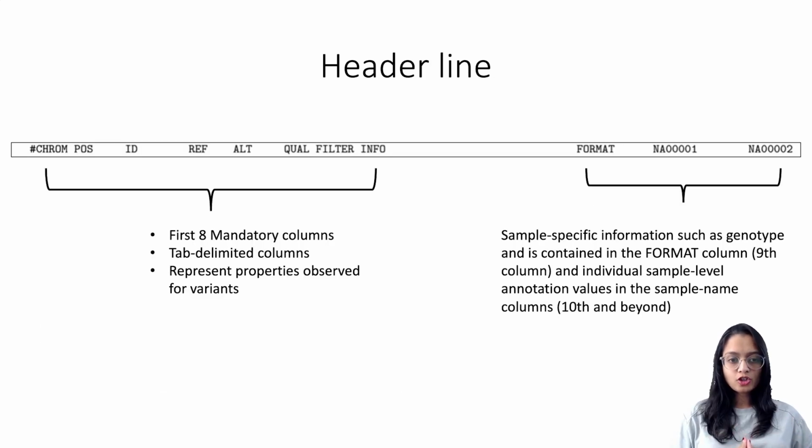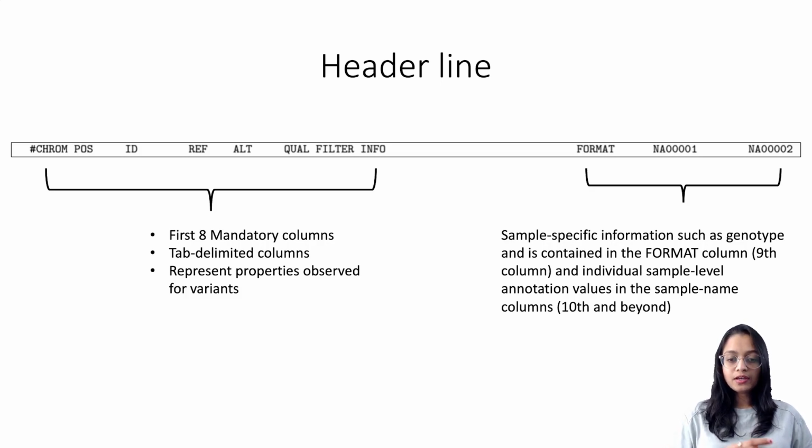Now, coming to the next section, which starts with a header line, the first 8 columns in the following section are mandatory columns. These are tab delimited columns, and they represent the properties observed at the level of variants. However, if there are multiple samples present in a VCF file, then some of the site level information will be average or summary of the values obtained for that site from different samples.